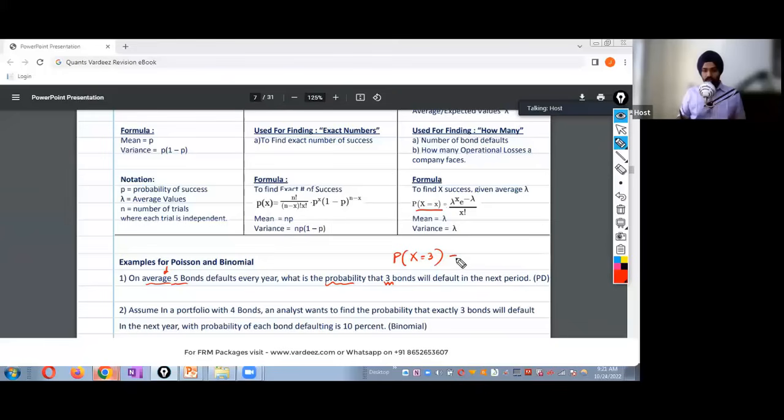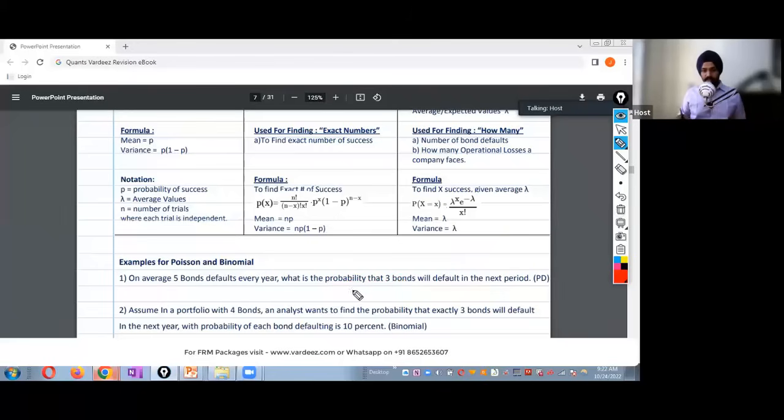So what do you need? You have your average. Yes, the lambda is 5. Just use this particular formula. Lambda is 5 to the power X, where X is 3, multiplied by e to the negative lambda, which is 5, divided by X factorial, which is 3 factorial. Once you solve this entire formula, you will have the answer, which is the probability that exactly 3 bonds will default in the next period.